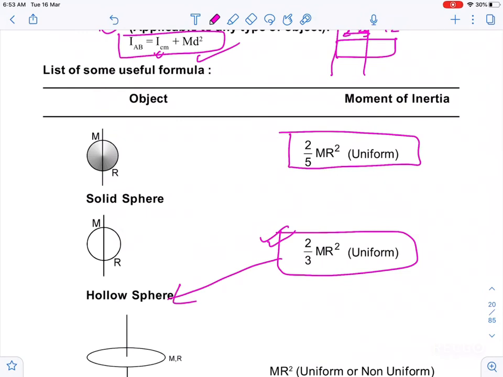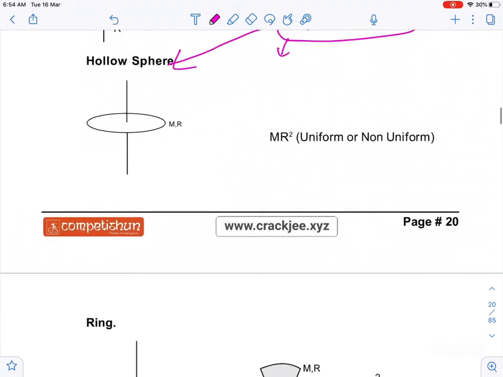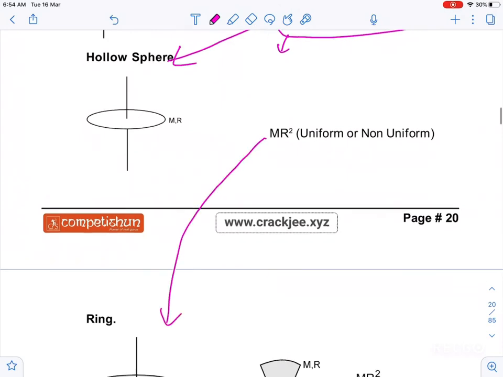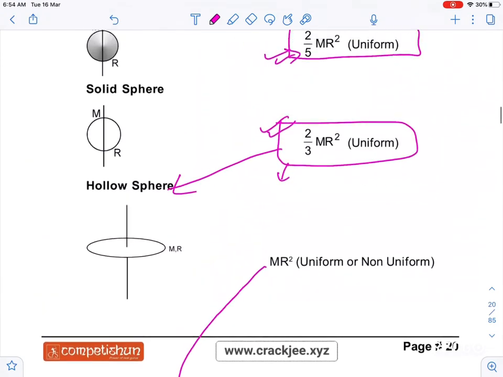Moment of inertia is more for the hollow sphere, and you should know that moment of inertia gives you the ease with which a body can be rotated about an axis. So it is easy to rotate this solid sphere as compared to this hollow sphere. MR square is the moment of inertia of a ring passing through the center.